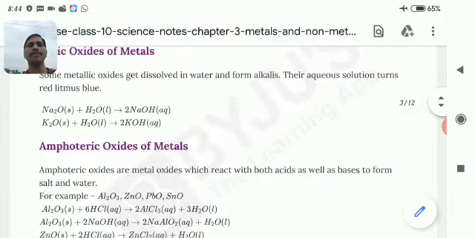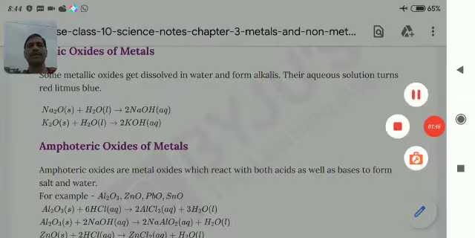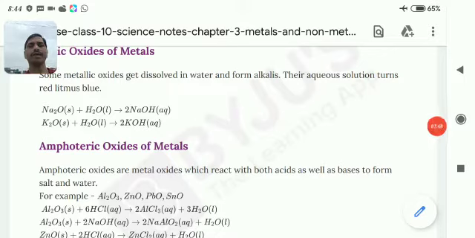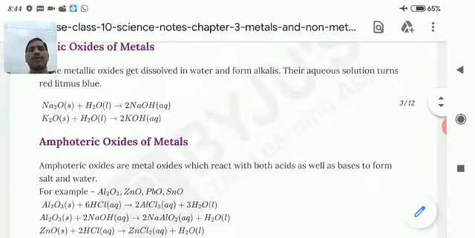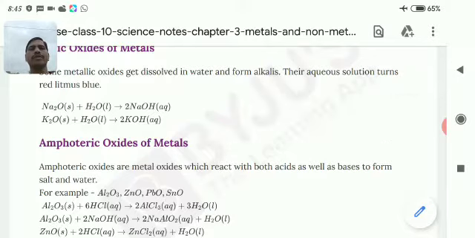Now, the important thing to note at this point is that some of the substances form amphoteric oxides of metals. Amphoteric oxides of metals are oxides which react with both acids as well as bases to form salt and water. That means amphoteric oxides are those oxides which have the ability to react with both acid as well as base.